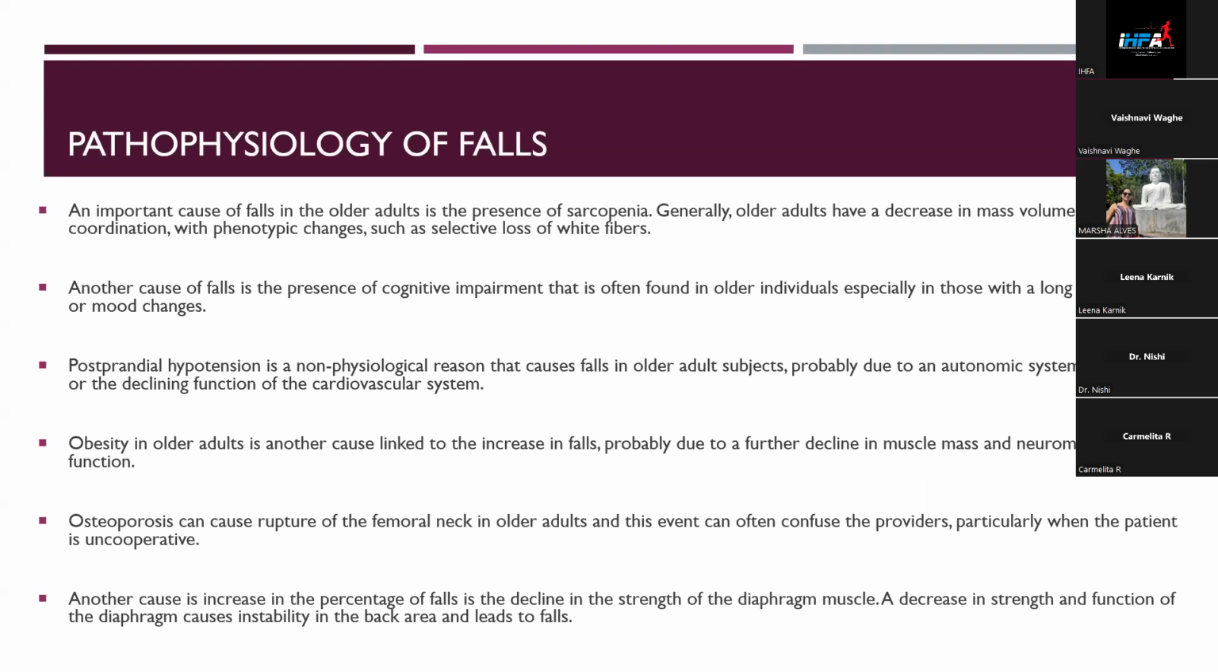Imagine our body has to move. How will they move? With the help of muscles. If the number of muscle fibers or the muscle units are reducing with age, the person will not get good strength. If there is no good strength, the bone will not move properly. If the bone is not moving properly, the person will not be able to control themselves, and that can lead to falls. Generally, older adults will have a decrease in muscle mass and volume and coordination difficulty.